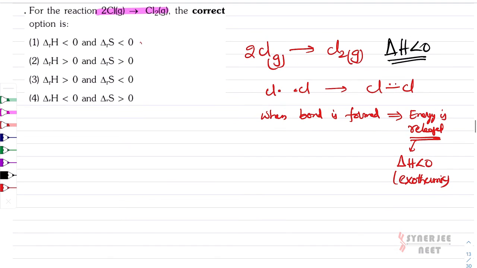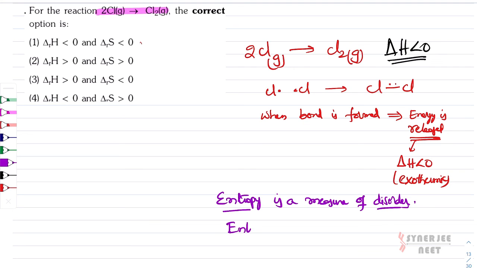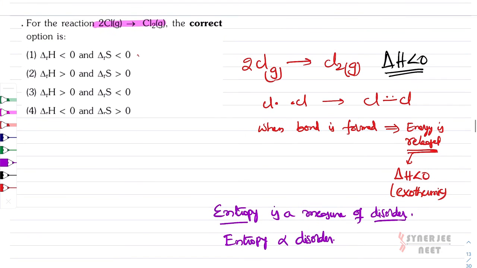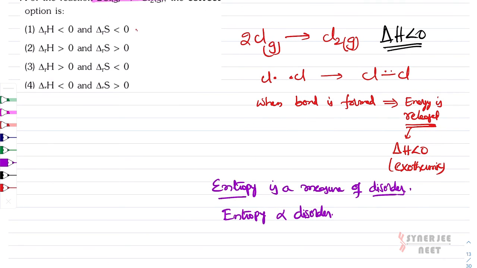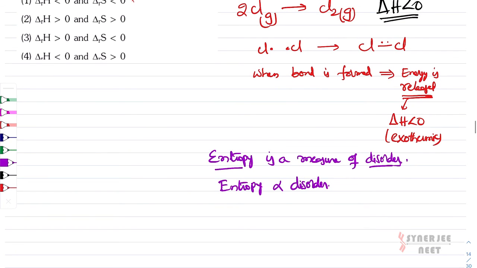Now what about the change in entropy? Entropy is a measure of disorder. That means it measures how disorderly the system is. If more disorder is there, more entropy will be there. And if less disorder is there, less entropy will be there. Now, in this reaction, two atoms are becoming one molecule. If more gaseous molecules are there, then more disorder will be there. Disorder and the number of gas molecules are directly proportional.